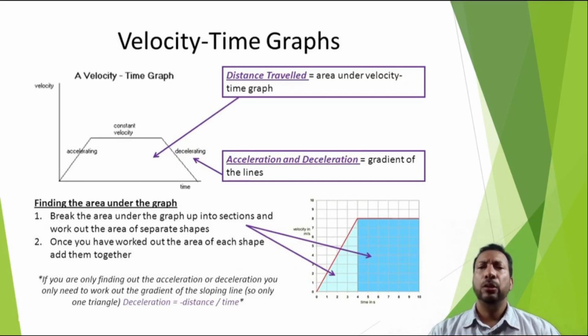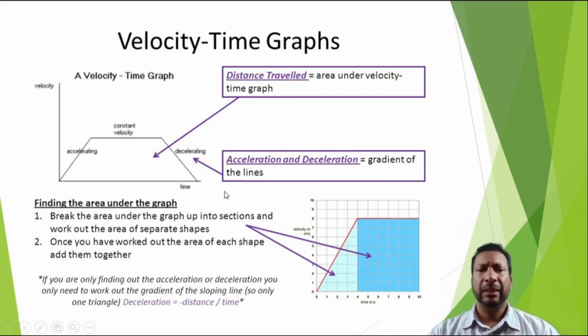Another thing that we can use a velocity time graph for is to find the total distance traveled. And in this case, it would be the area under a velocity time graph. So whenever you're finding the total distance traveled, all you need to do is to find the area under the velocity time graph by breaking it up into different pieces. The most common pieces that you will be breaking up the graph into are a triangle and a rectangle. Okay? So you just work out the area of each of these shapes, and then you add all the sizes together, and you will get the total distance traveled.